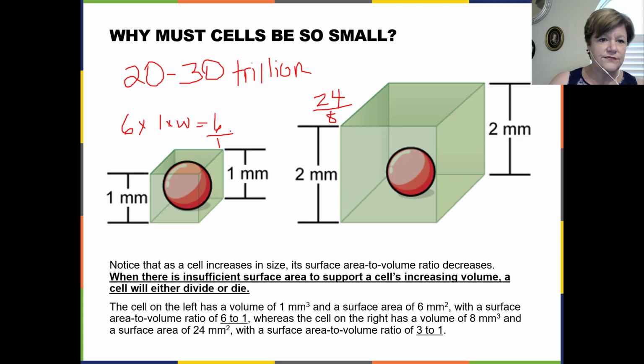So the surface area to volume ratio of the small cell is 6. The surface area to volume ratio of the larger cell is actually only 3. What that means is there's not as much surface area to service all the volume of the cell in the large cell compared to the small cell. The small cell has much more surface area for each unit of volume.